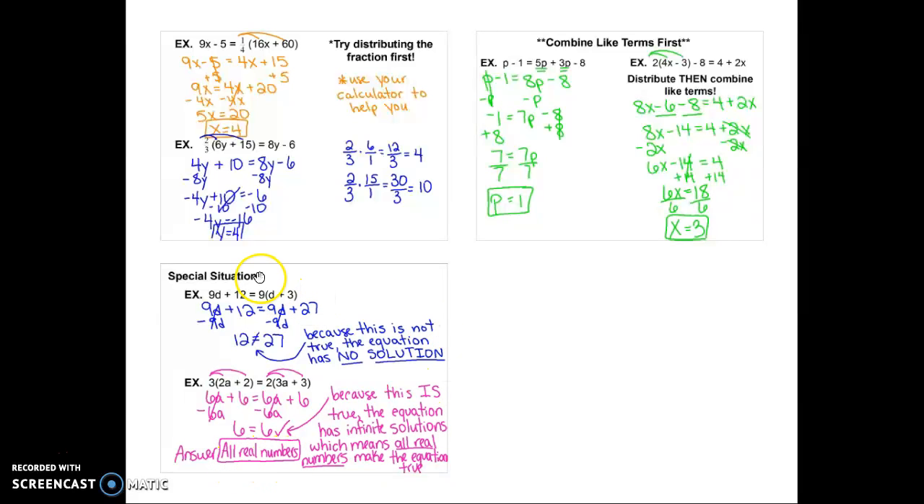So for the special situations, you have two choices. Either you get a false statement and your answer is no solution, or you get a true statement and your answer is all real numbers. Okay, so again, this was solving equations with variables on both sides, and this was part 2 of the notes. And this is your concept number 8. My bad, it was not concept number 8, this is concept number 7, but this is part 2 of concept number 7.